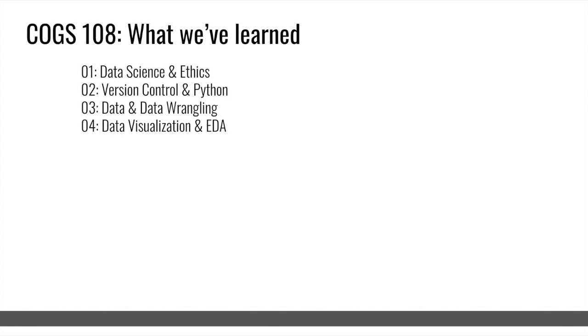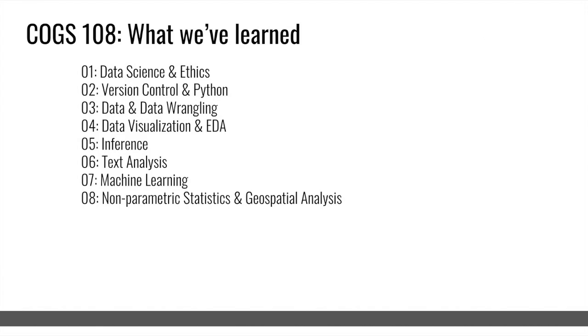From there, we moved into data visualization and doing exploratory data analysis, talked about the best practices for data visualization, which you all will get to put into practice in your final projects. We then started walking through the different analytical approaches, some of which you will use for your final report, some of which you will not, and talked about when each of these applies. So we moved through inference, talked about how to do basic text analysis, moved into machine learning, built a few models there, talked a little bit about non-parametric statistics and geospatial analysis, and then finished out with dimensionality reduction.